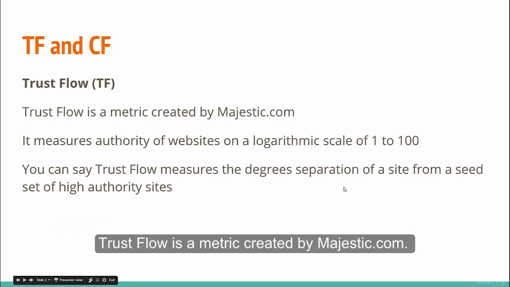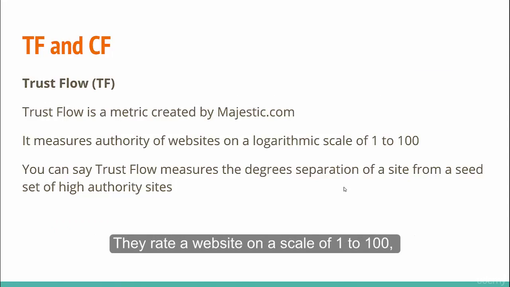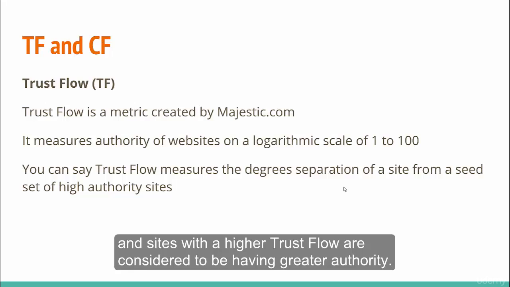Trust flow is a metric created by Majestic.com. They rate a website on a scale of 1 to 100, and sites with a higher trust flow are considered to be having greater authority.